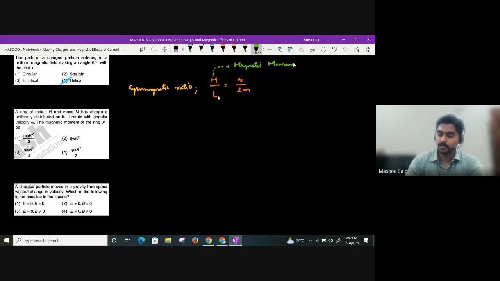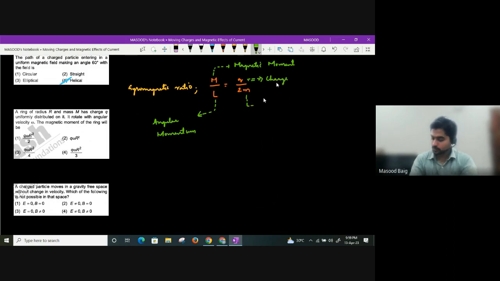What is L here? L happens to be your angular momentum. What is Q? Q is your charge. What is small m? M is the mass, guys. So what are they asking us to find? They're asking us to find the magnetic moment of the ring. So I can write capital M value as Q by 2m into L.